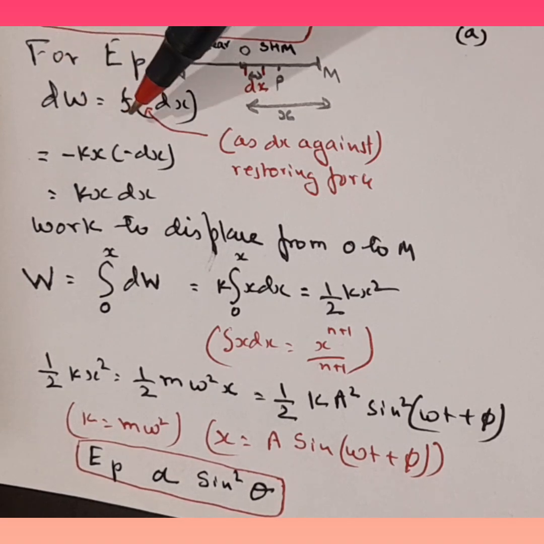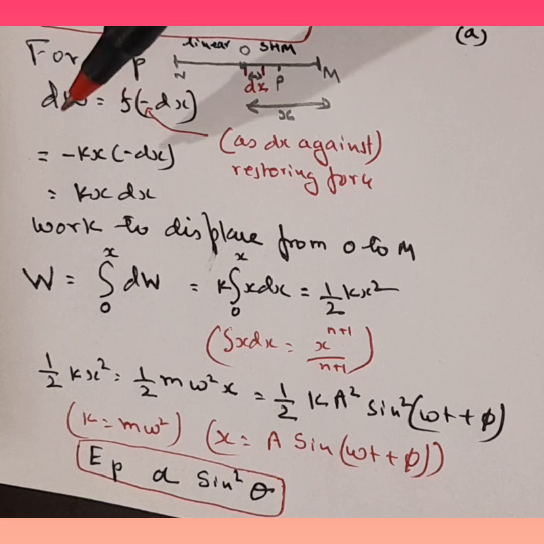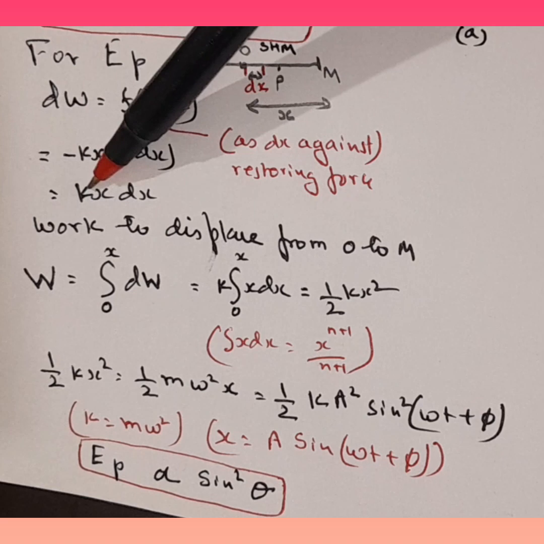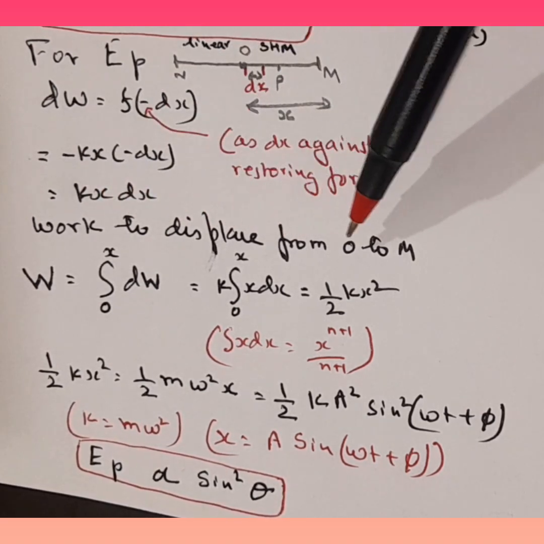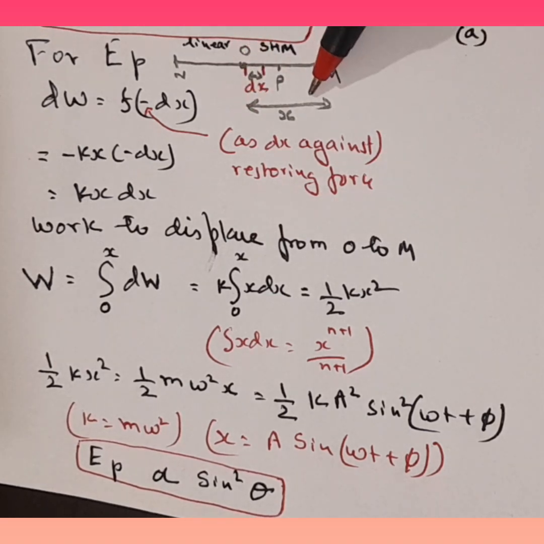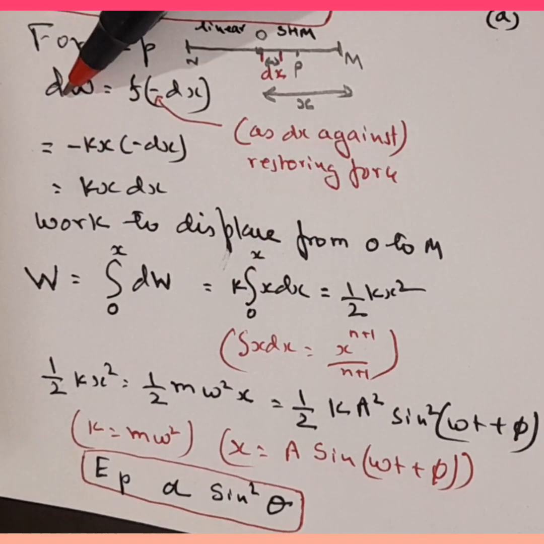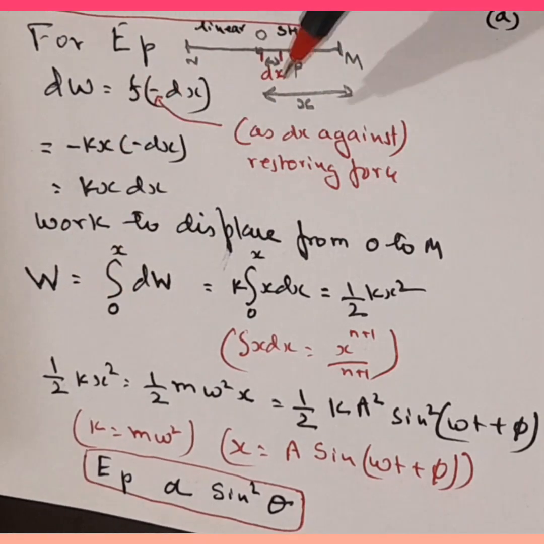dW, small work, is equal to force into displacement, but this is minus dx, because dx is in this direction, but the restoring force is in this direction, so it's negative. As dx is against the restoring force, it is negative. Also, F we know is minus kx, which we have derived already. So when we multiply, what we get is kx dx. Now for work to displace from 0 to x, to convert small work into total work, it has to be integrated from 0 to x.